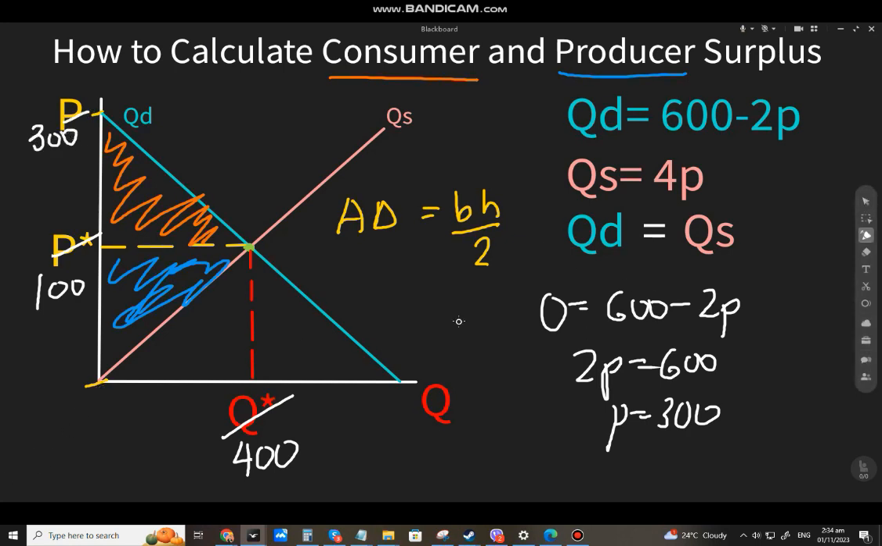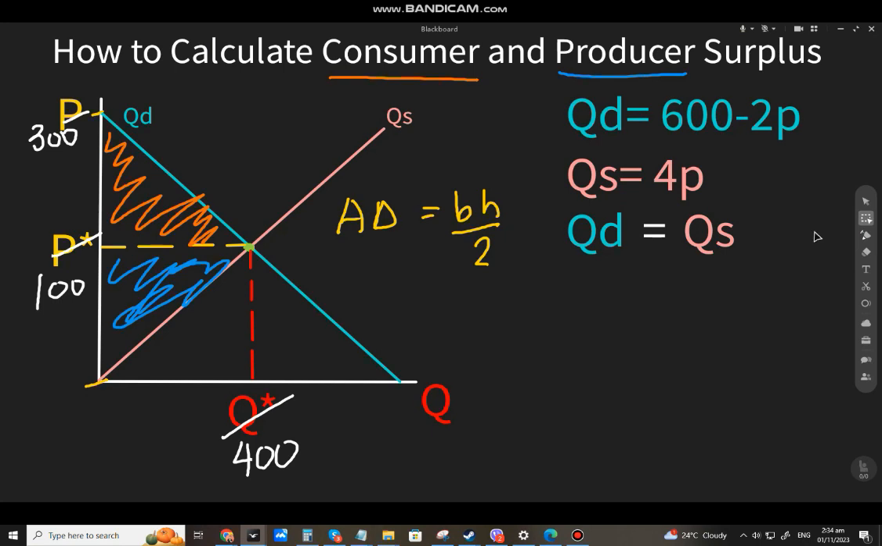And let's find this one for the producer surplus. We just have to set QS to 0. So 0 is equal to 4p, and we know that p is 0. So this one is 0. Now, because we have this one and this one, we can find the area of the triangle.